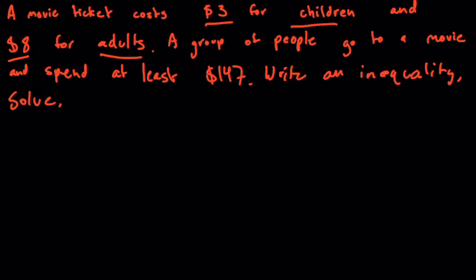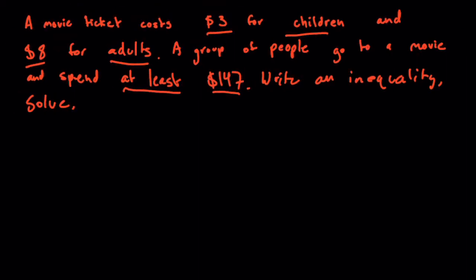So those are our two groups essentially, and then a group of people go to a movie and spend at least $147. So 147 is important because that's our total, but the "at least" is key. At least tells us that we're going to have a greater than or equal to situation. If it said at most $147, it would have been a less than or equal to situation. So that's super important. And now we're going to write an inequality and solve.